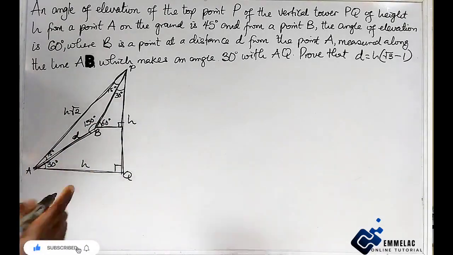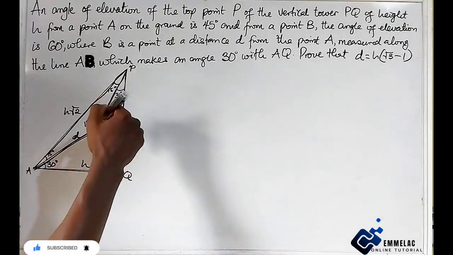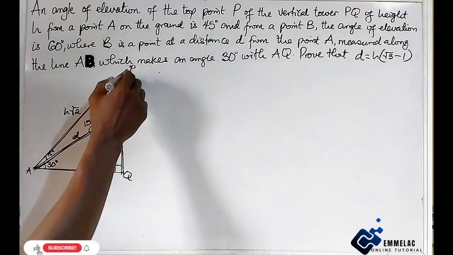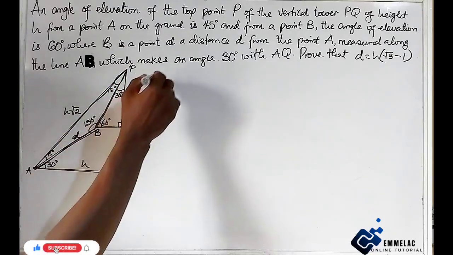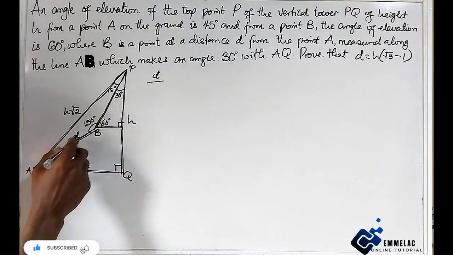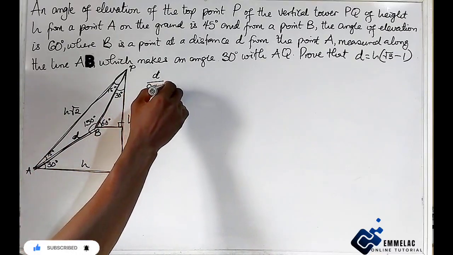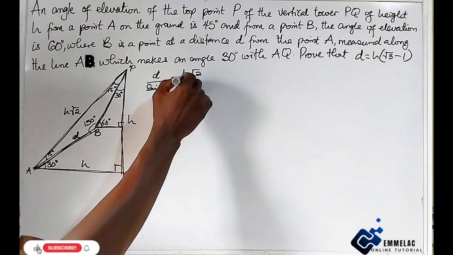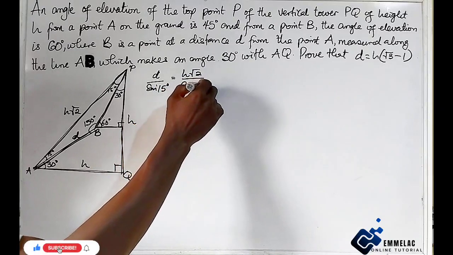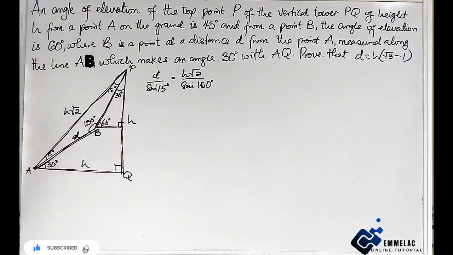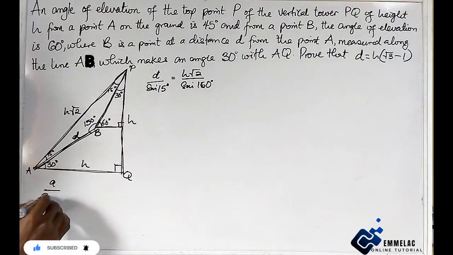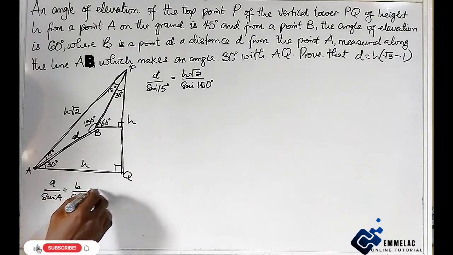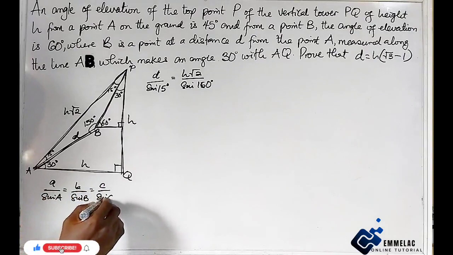So here we have, using the sine rule formula, this small p, here you have D over sine 15, then equals H, the square root of 2, over sine 150. And the sine rule is giving us A over sine A equals B over sine B equals C over sine C.